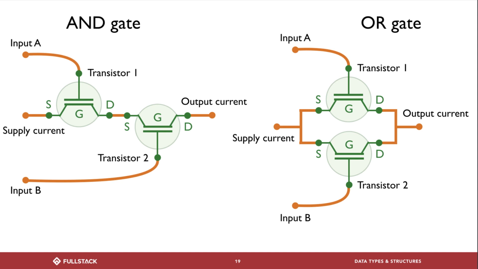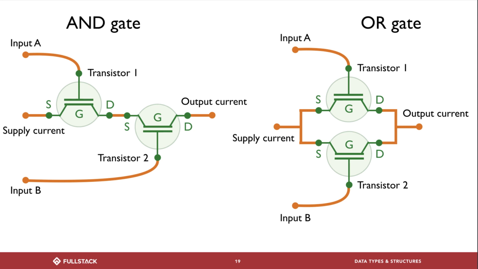So if we wire up two switches in series, it's exactly that AND gate we saw before. Supply current will flow through the transistors to the output if both transistors, and only both transistors, not one or the other, are on. Conversely, we have an OR gate on the right, which is wired up in parallel. And if either transistor or both transistors are activated, current can flow through from the supply side to the drain side or the output side.